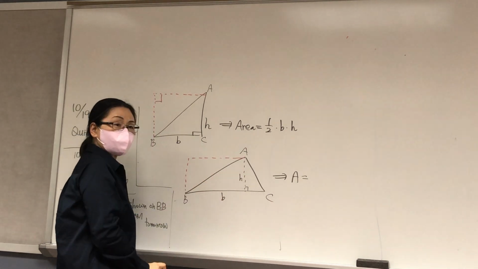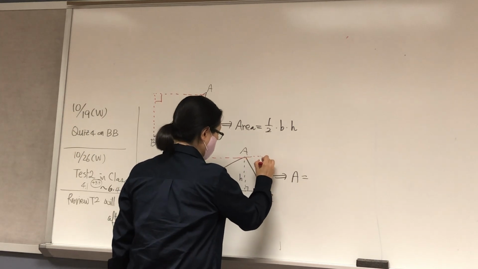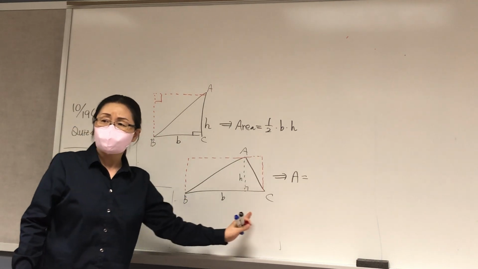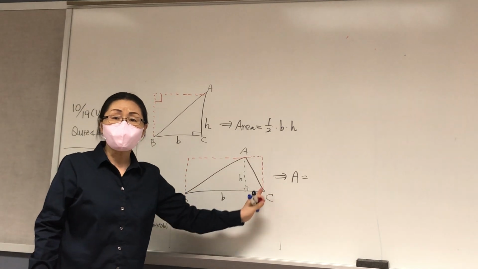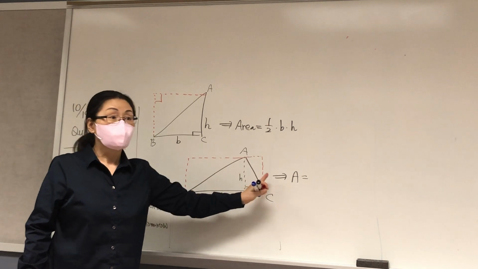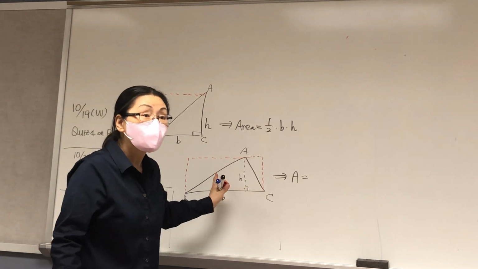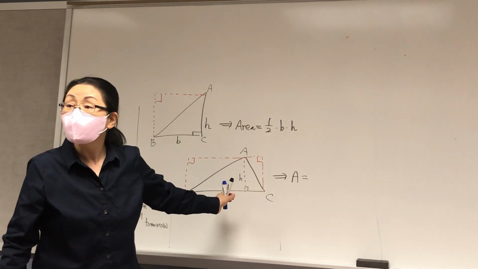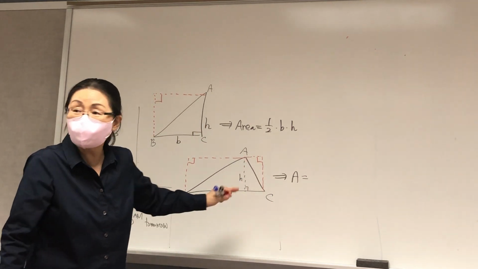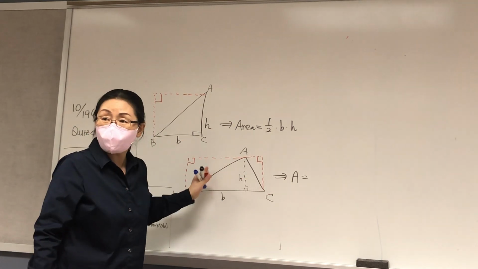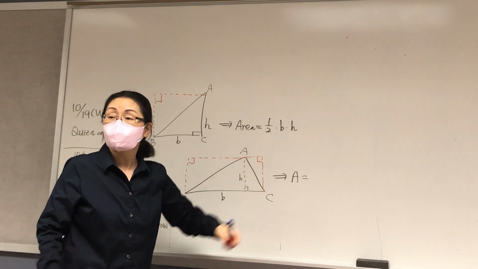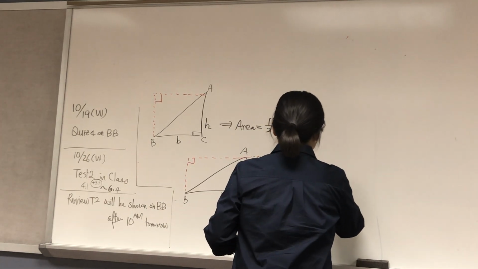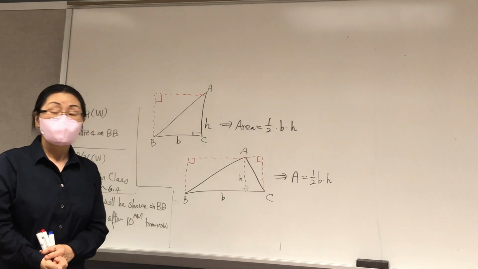This one flip here. Yes? What's the area of this? Base times height, b times h. Good. And what's the area of this? This is half of this. Half of that. So what? Half of b times h. Yeah. Am I right? One half bh.